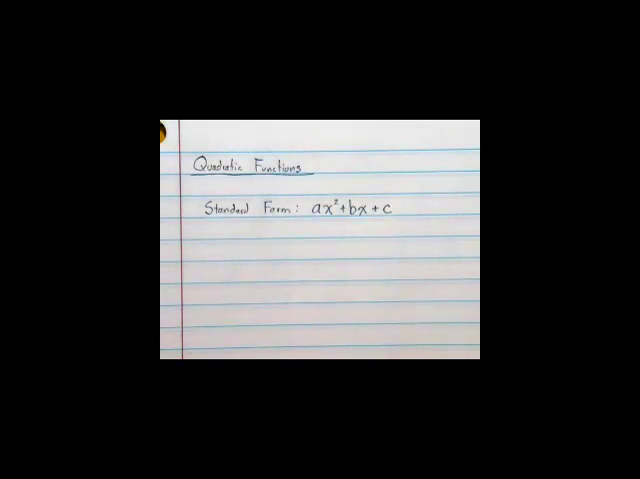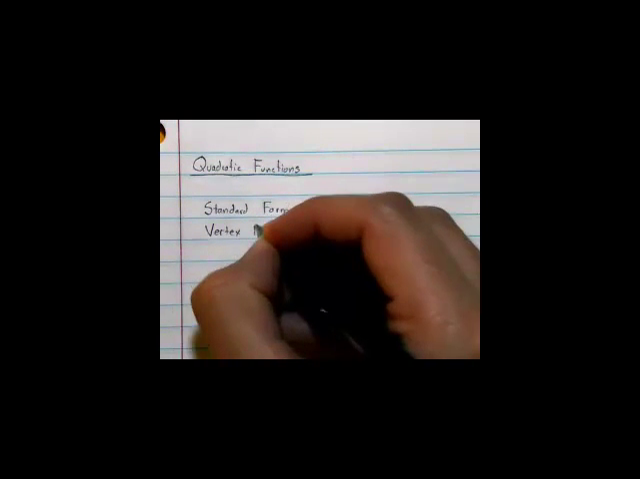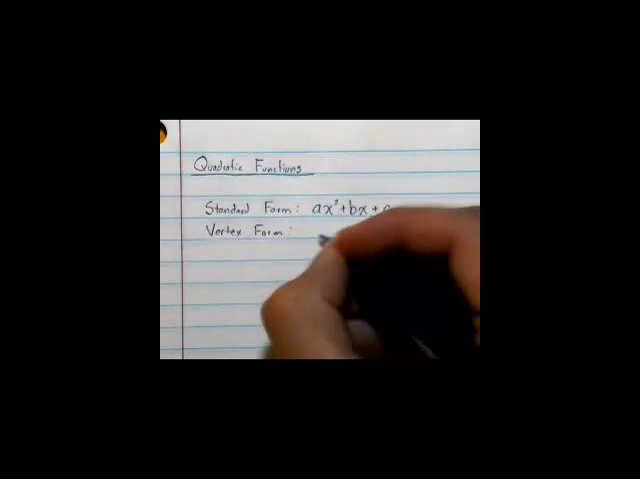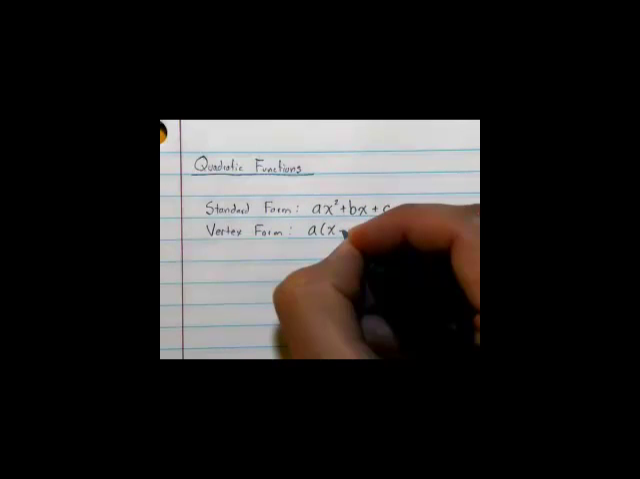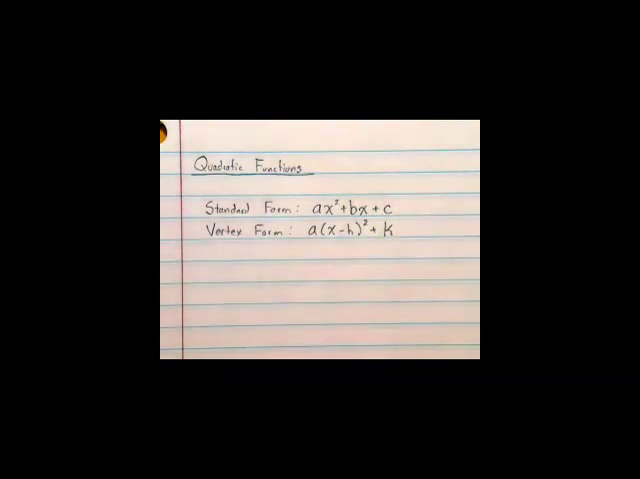Now, the vertex form, if our goal is to try and graph the thing, vertex form can be a little bit more helpful. And that one looks like this. Okay, where the H and the K are the vertex, the coordinates of the vertex.